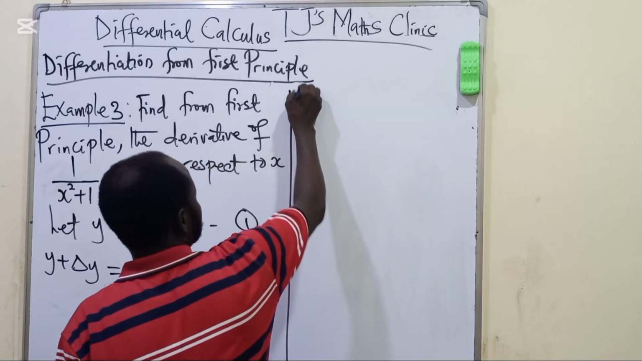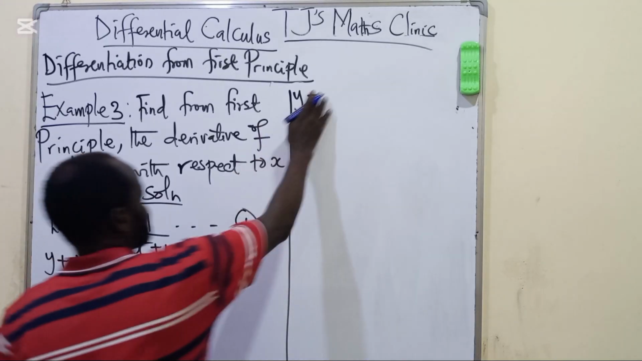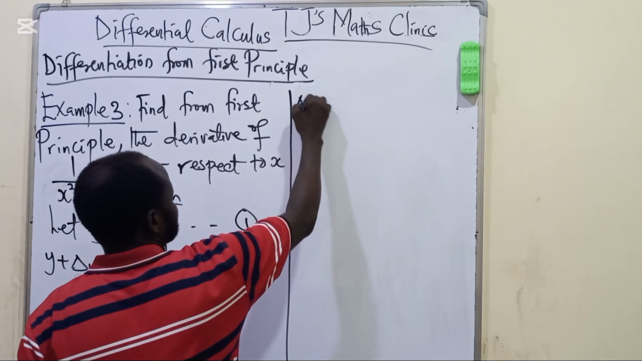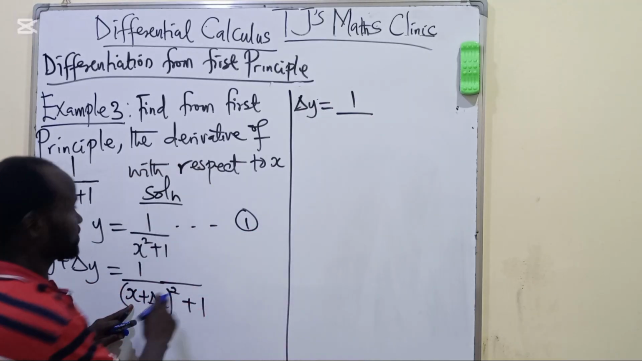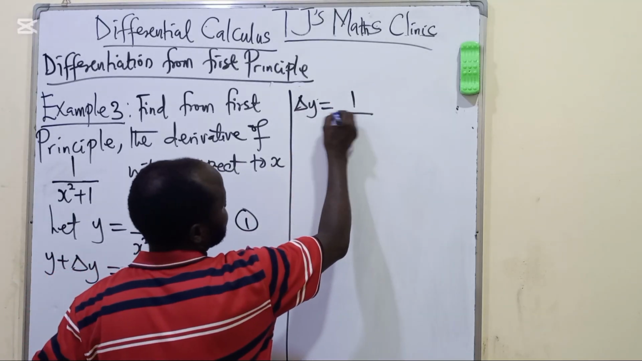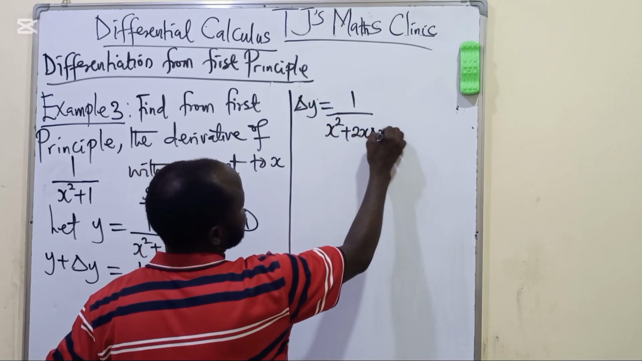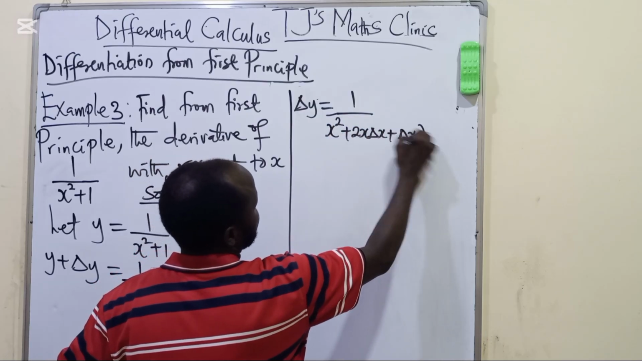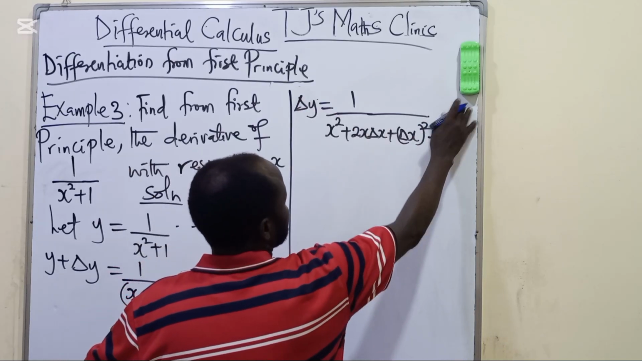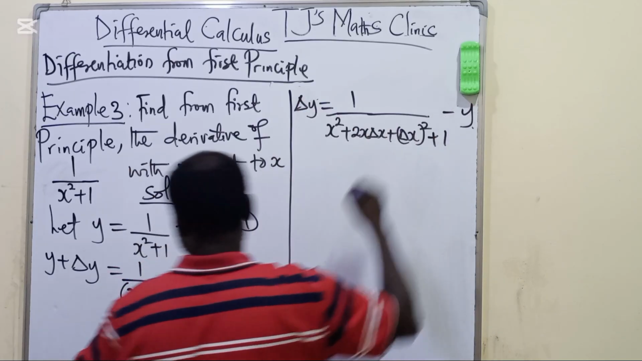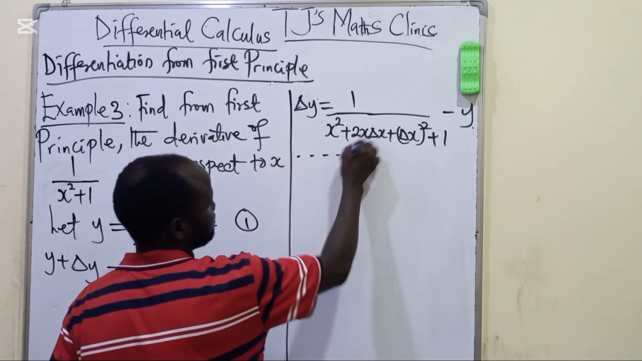So change in y will be equals to 1 divided by, let's expand this. If we expand this, we have x squared plus 2x delta x plus delta x all square plus 1, now minus this y. Very important. So this will be our equation 2.